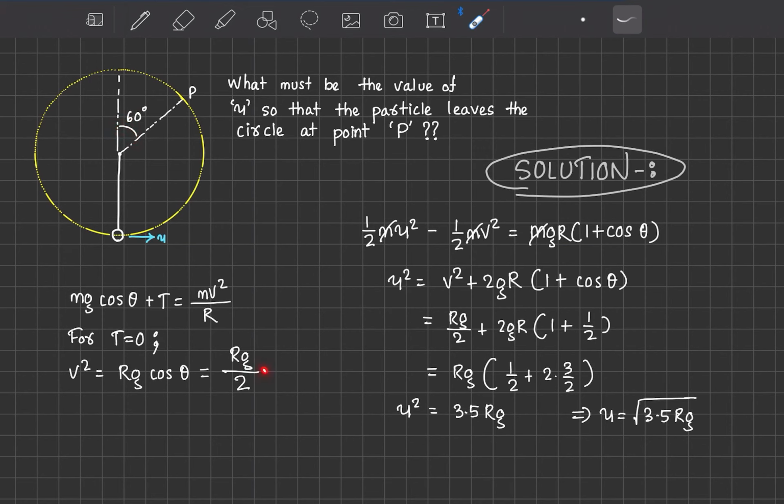Putting these values in this equation, u square equals v square plus 2gr into 1 minus cos theta, where v square equals rg by 2, so rg by 2 plus 2gr into 1 minus cos 60 degrees. If we put that value, we get rg into 1 by 2 plus 2 into 1 by 2, or finally u square equals 3.5 rg, 7 by 2 rg. From here we get the value of u as root over 3.5 rg. So these are some problems that we discussed. I hope this is clear to you. If you have any suggestions, kindly leave them as a comment.